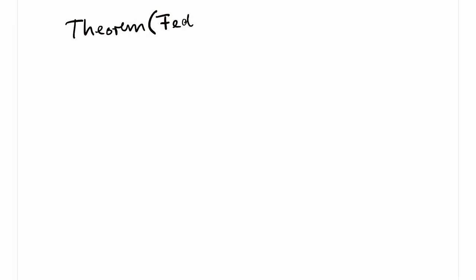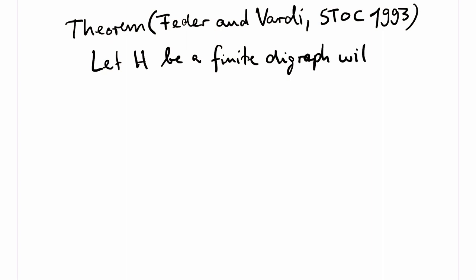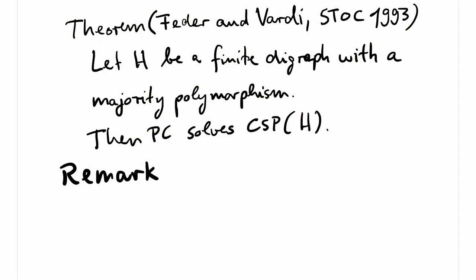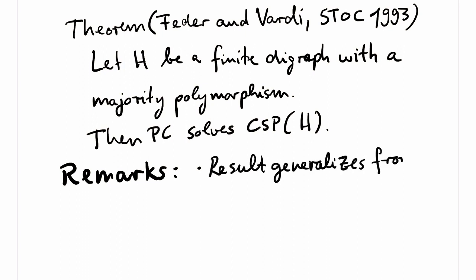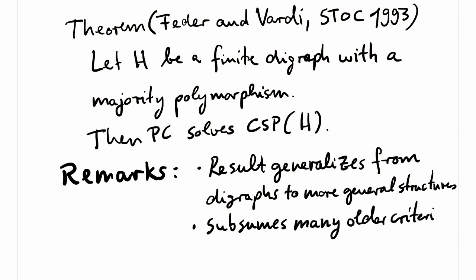Now comes the most important result of today's video. It says that if H is a finite directed graph with a majority polymorphism, then path consistency solves the constraint satisfaction problem for H. This is a result of Feder and Vardi, first published in 1993 in the conference proceedings of the Symposium on Theory of Computing, which is America's best conference series in the area. As almost everything in this course, this result generalizes well from digraphs to more general relational structures that will be covered later in the course. The theorem subsumes many criteria that have been studied before, for example, in artificial intelligence or in graph theory.